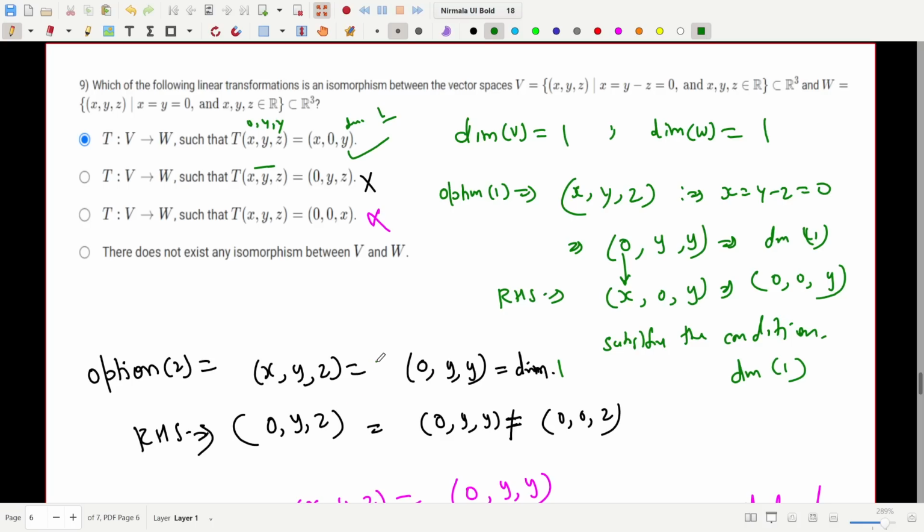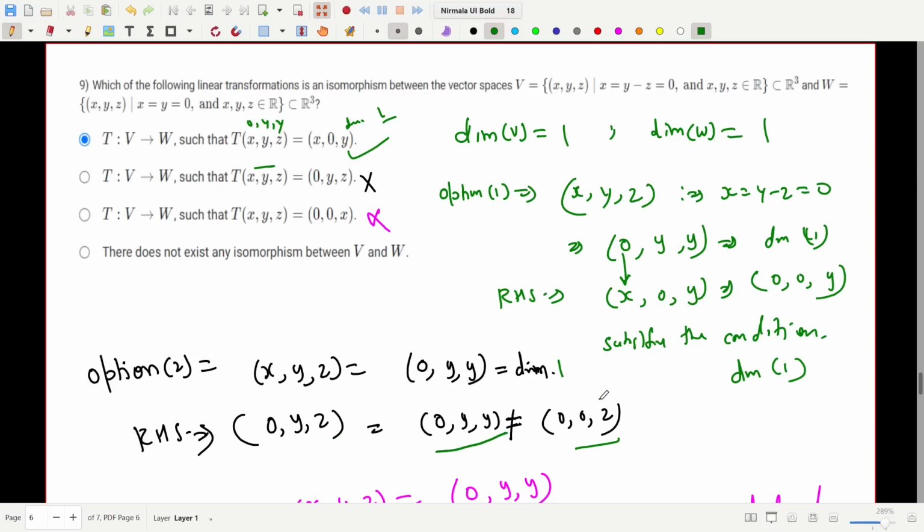So here the right hand side will be (0, y, z), which will be (0, y), because our z is equal to y from this side. It will be of the form (0, y), but we have to get the form (0, 0, z). x and y both are 0. If x is 0 then y should also be 0 and z should be (0, 0, z), whereas what we are getting is (0, y).